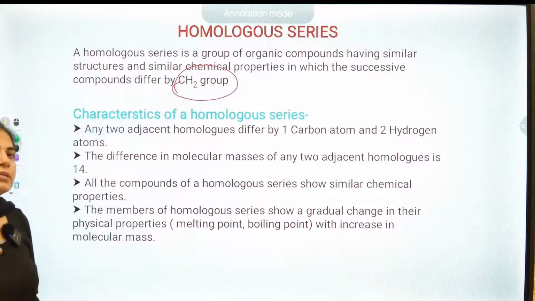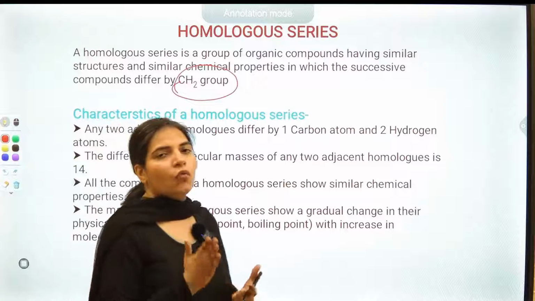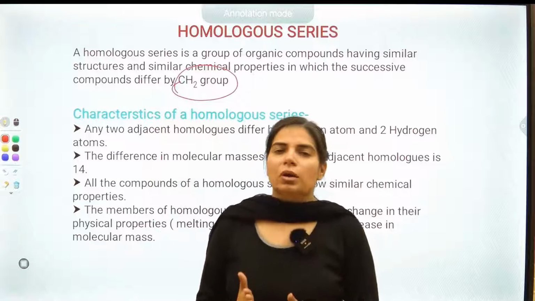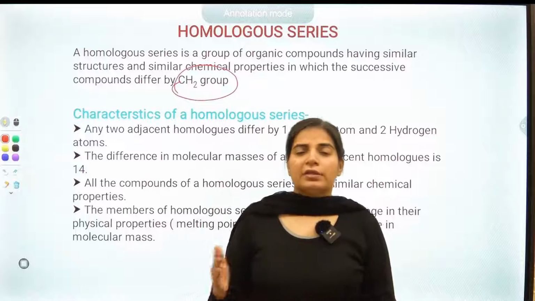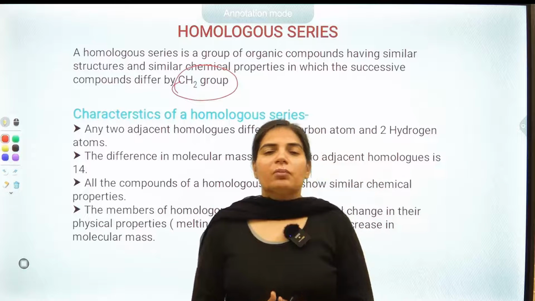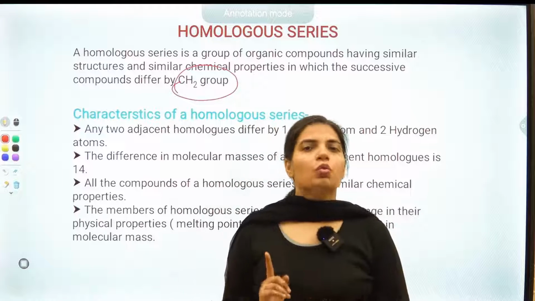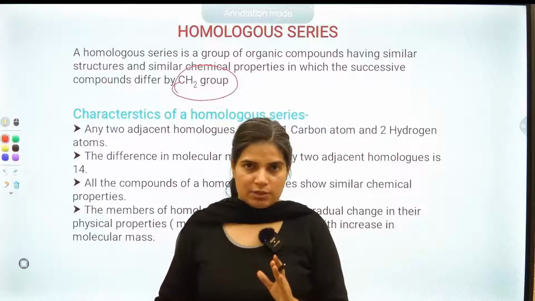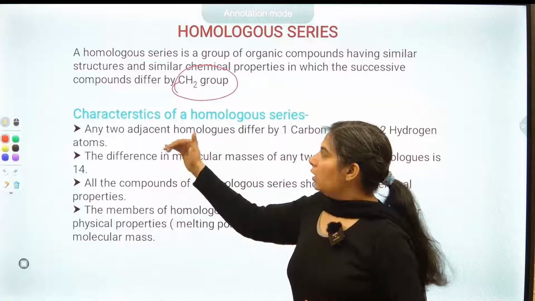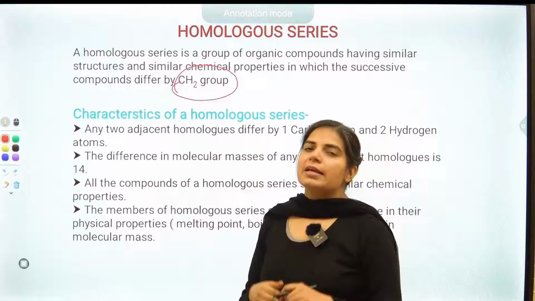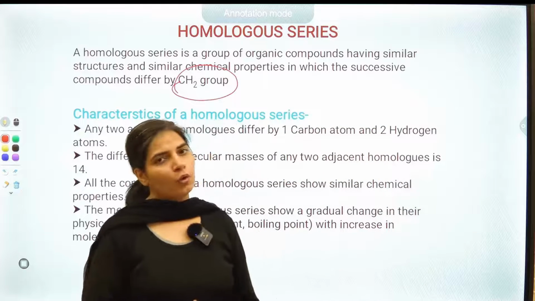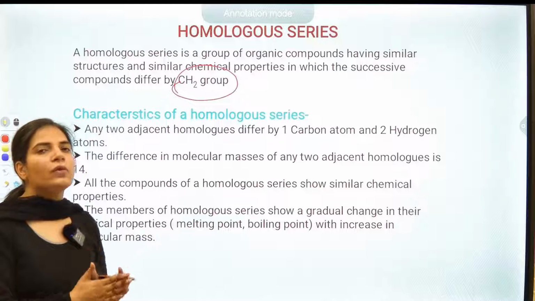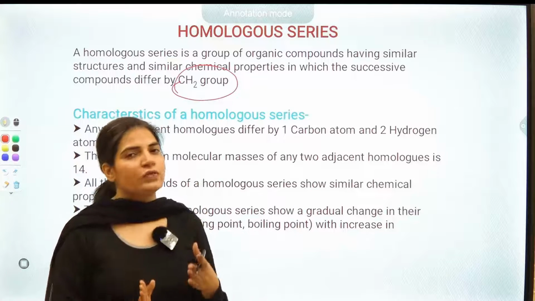Let's discuss in detail. Say we are moving from one hydrocarbon to another. Then what will happen? There will be a difference of CH2 group when we move from one hydrocarbon to the next. Firstly, we are going to discuss some characteristics of the homologous series, and after that we will see how there is variation of CH2.